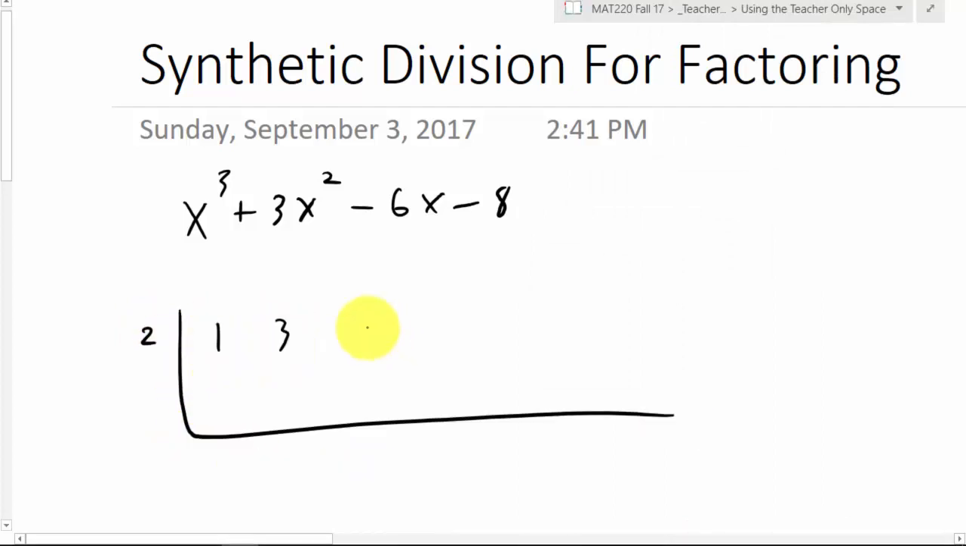So I'm going to put my coefficients down: 1, 3, -6, -8. I bring down the 1. Just starting with the number on the outside, we say 2 times 1 makes 2. The numbers on the outside multiply, so any number that's not inside my little bar is multiplying. So 2 times 1 makes 2. On the inside we add, so 2 plus 3 makes 5. And I repeat, 2 times 5 makes 10. 10 plus -6 makes 4. 2 times 4 makes 8. 8 plus -8 makes 0.